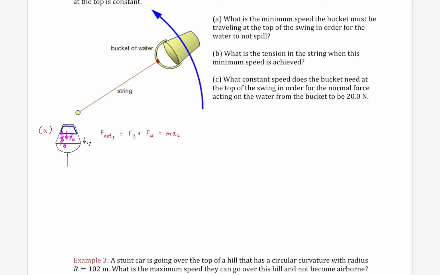By the way, when we have this type of problem, the normal force needs to be 0, because the normal force being 0 is the condition of going just fast enough that weightlessness is achieved, but not too slow so that the water actually falls out. Because if you go too slow, then you have excess gravity, in a sense. Your gravity isn't being completely supplied into your mass times centripetal acceleration.